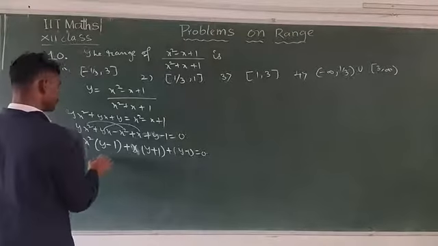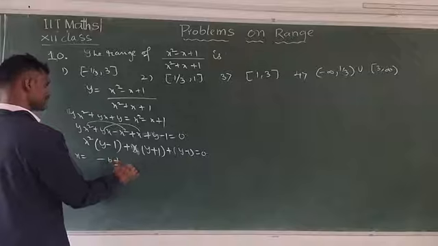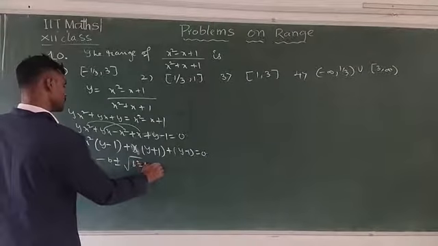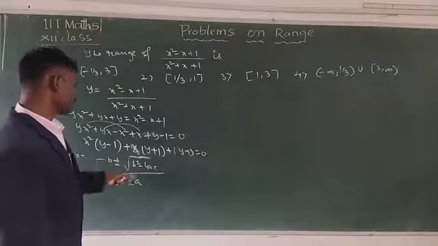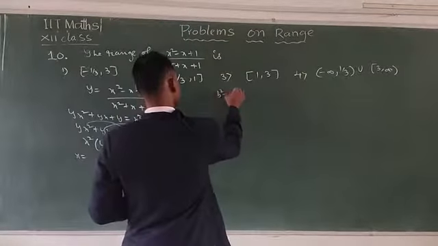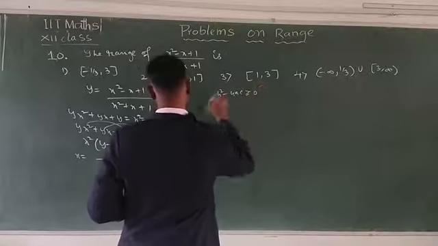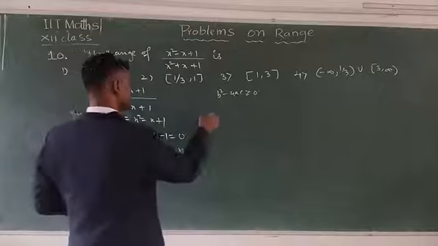Then how to find the roots here? x is equal to minus b plus or minus under root b square minus 4ac, divided by 2a. Before finding this, first you have to make sure that b square minus 4ac is greater than or equal to 0. You can find that first.